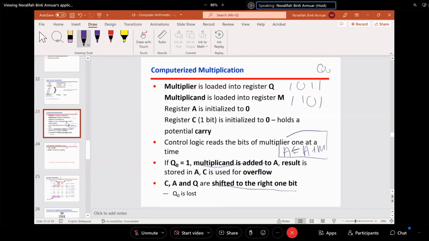Okay, you refer back to your lecture slide number 33. After you add, if Q0 is 1, the multiplicand is added to A. Store the result in A. You update the result.